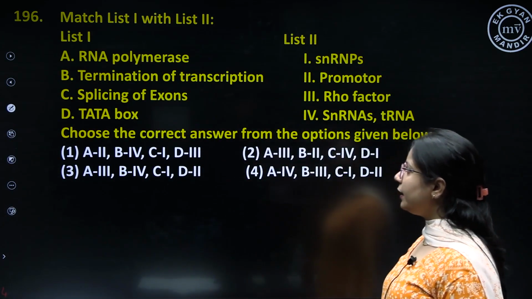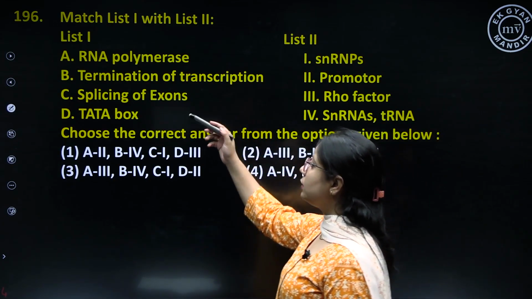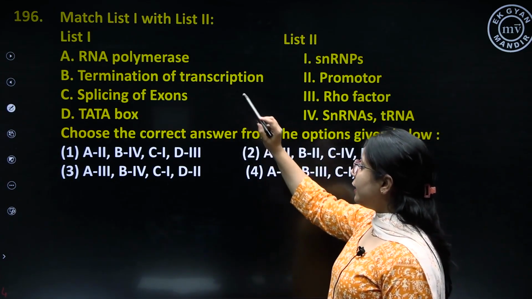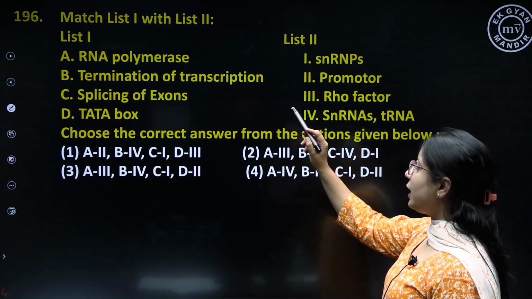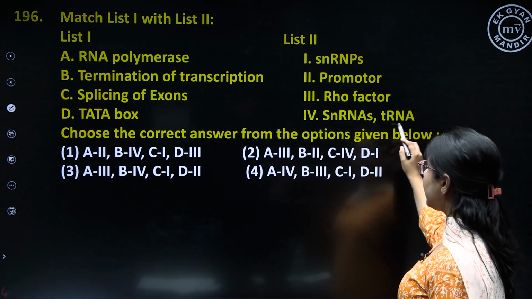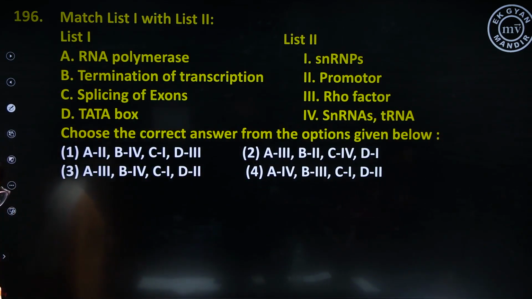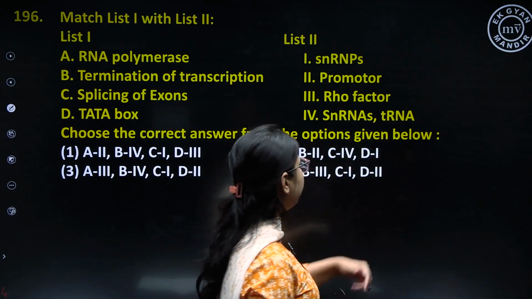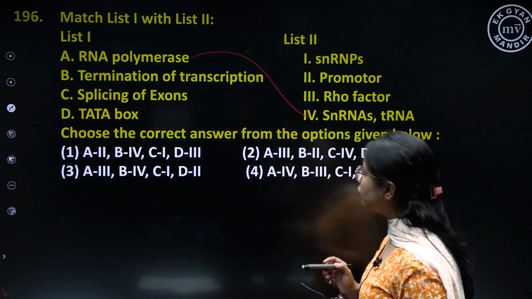Question number 196, match list 1 with list 2. List 1 we have certain options given, we have to match them with list 2. RNA polymerase, it is an enzyme which is used for snRNAs and tRNA. So RNA polymerase, it helps in the formation of snRNAs and tRNA. So A का correct match is 4 of list 2.